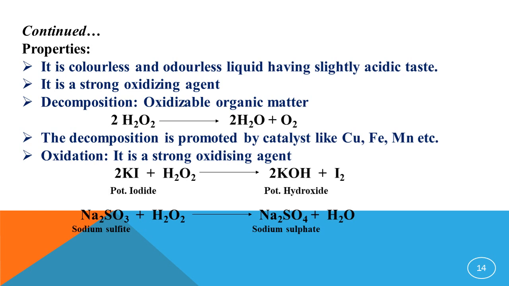Hydrogen peroxide causes oxidation of various inorganic agents like KI. KI in the presence of hydrogen peroxide is oxidized to form potassium hydroxide and liberates iodine. Sodium sulfide in the presence of hydrogen peroxide is oxidized to form sodium sulfate and water.